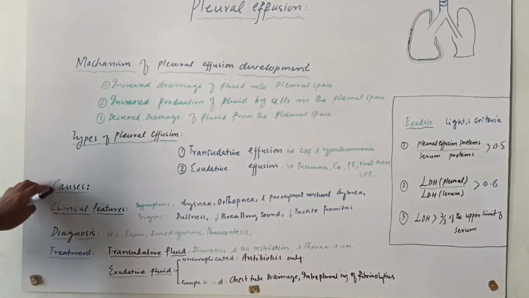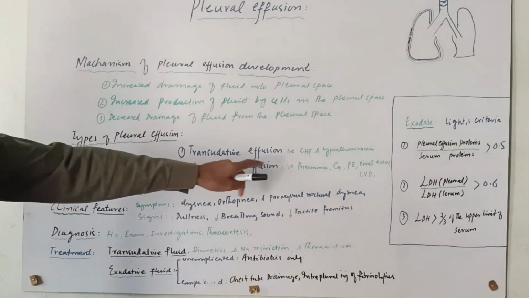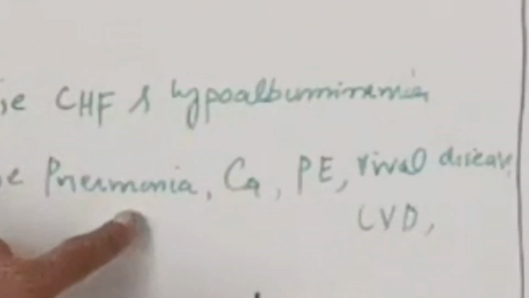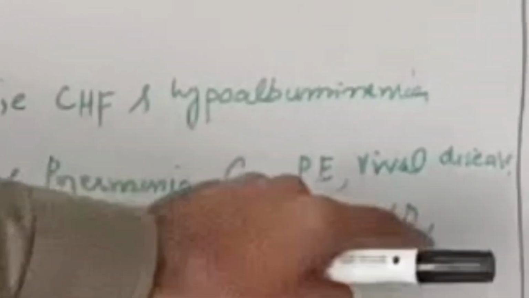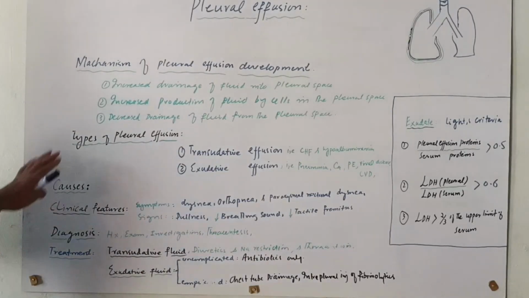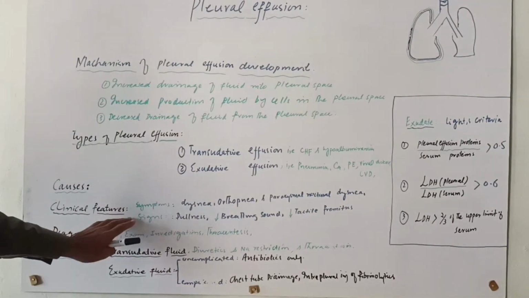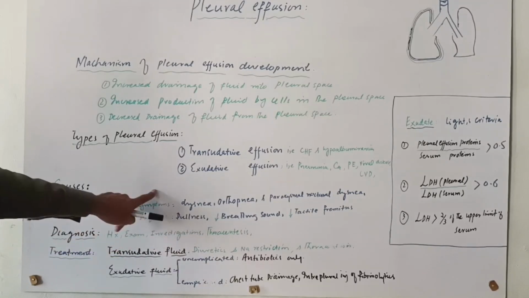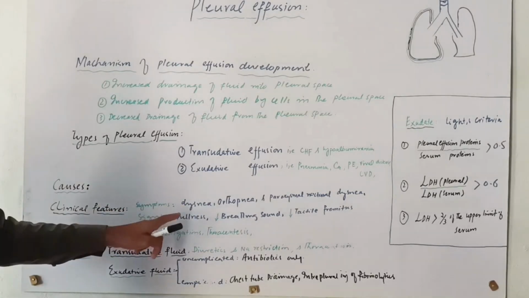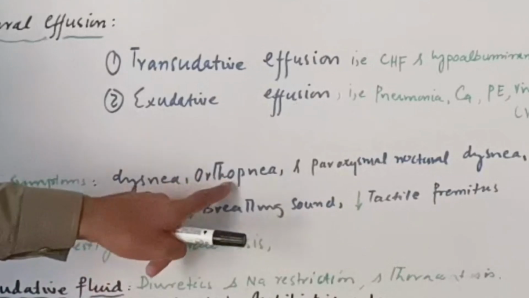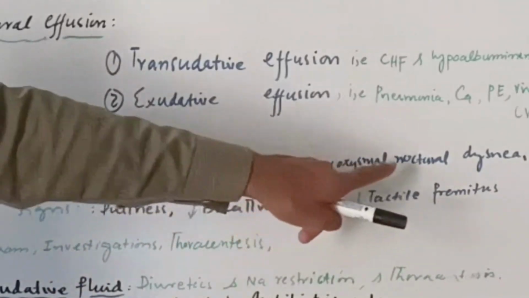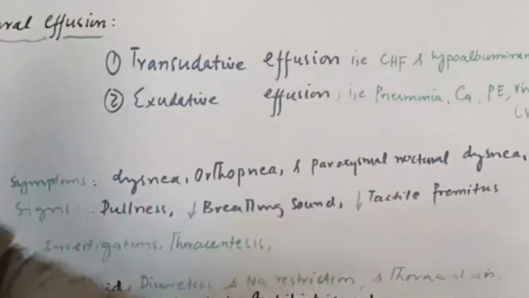So now, what are the causes of pleural effusion? These are the causes: congestive heart failure, hypoalbuminemia, pneumonia, malignancy, pulmonary embolism, viral diseases, and collagen vascular disorder. Now, what are the clinical features with which a patient of pleural effusion will present? There are some symptoms and signs by which the patient presents to the OPD. One, there may be dyspnea, orthopnea, and paroxysmal nocturnal dyspnea.